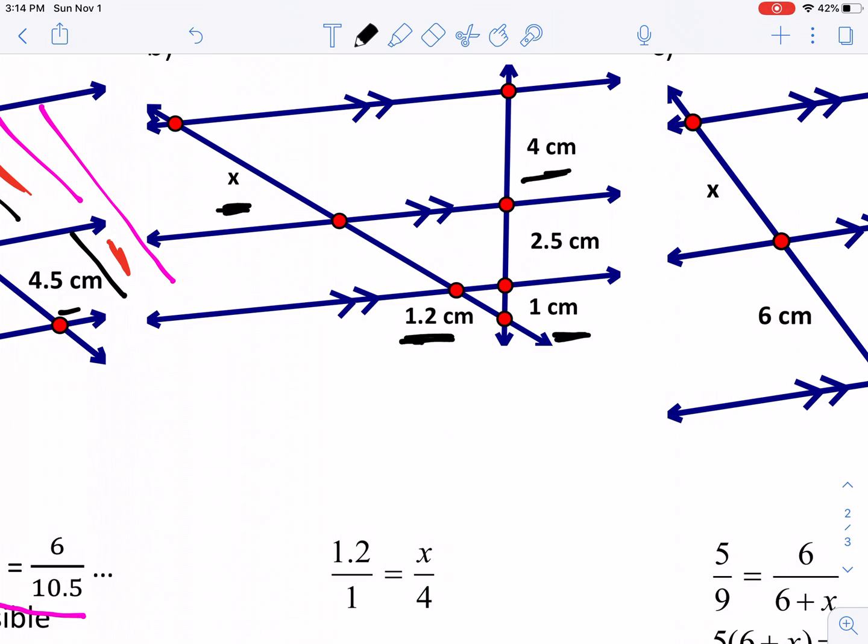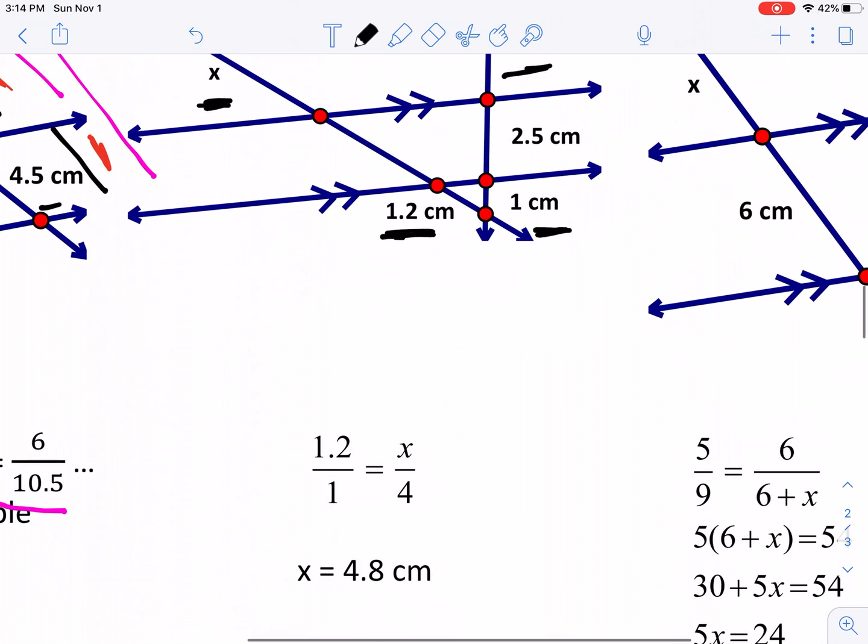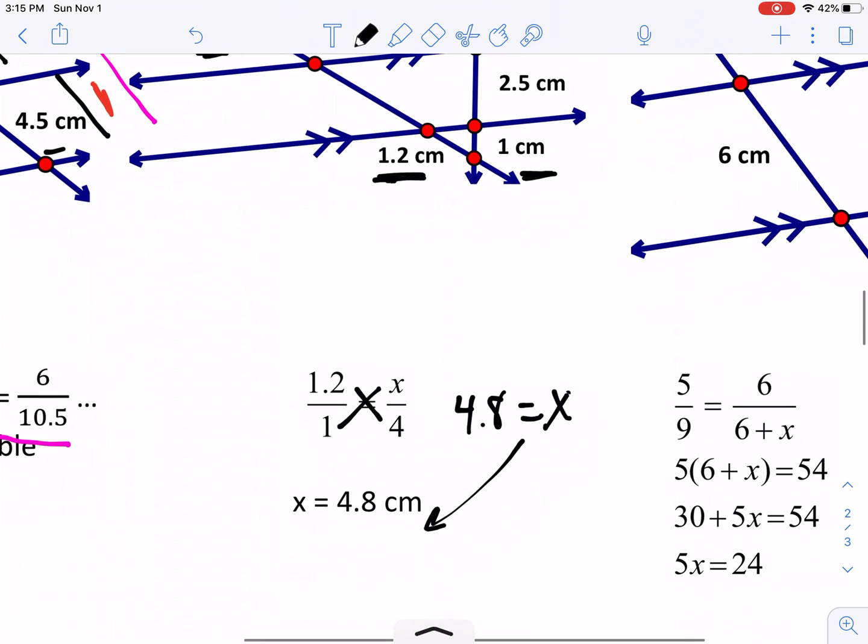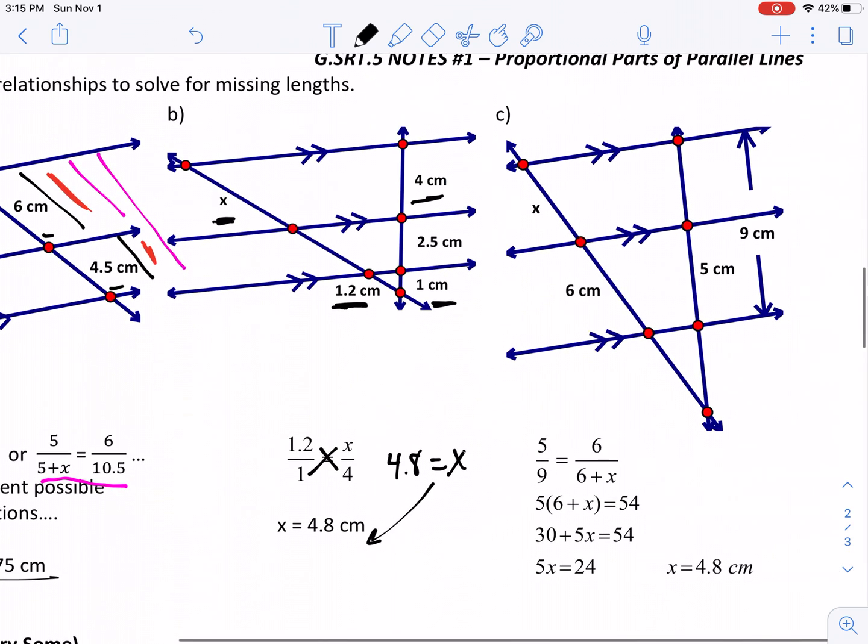Okay, so 1.2 to 1 should be the same thing as x over 4, which is what they set up here. Then we would just have cross multiplication. So we have 1.2 times 4 and 1 times x. Well, 1.2 times 4 is 4.8, which is equal to 1 times x, which is just x, so that gets us to here. So x is equal to 4.8 centimeters. That's one way we could solve it.